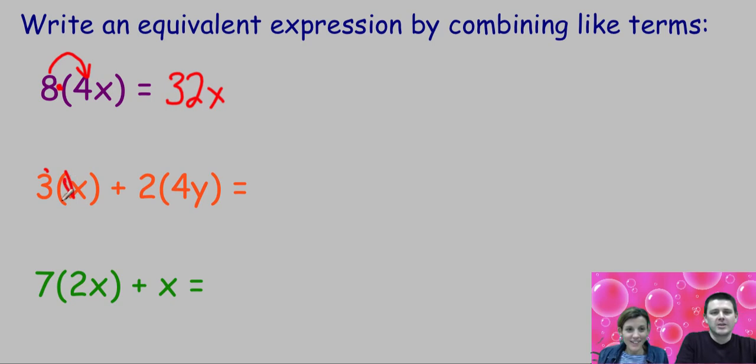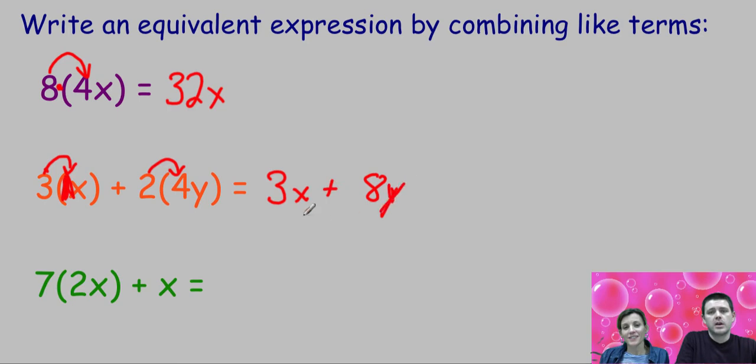All right, so we have our 1x. So we're going to take the 3 on the outside times 1x. That's 3x. We're going to do the same thing over here. Remember, multiplication comes before addition. 2 times 4 is 8y, and those are being added together. 3x and 8y are not like terms, so I can't add those two pieces together. So my answer is just 3x plus 8y.